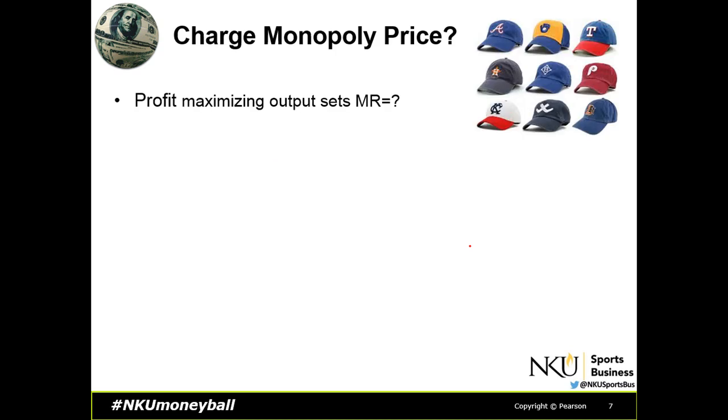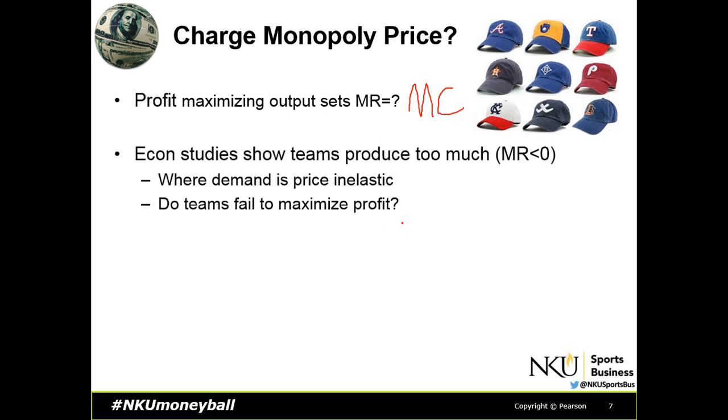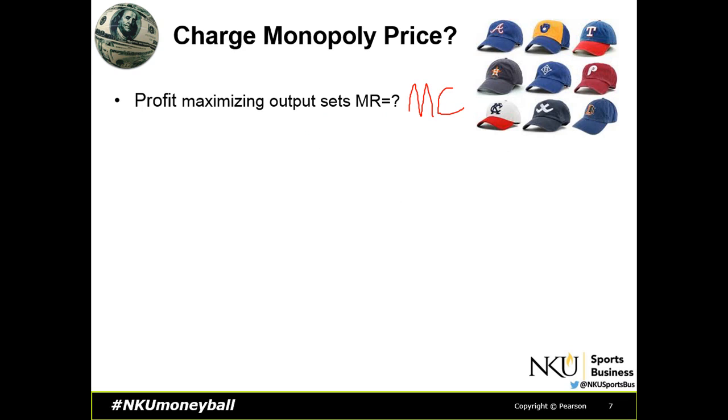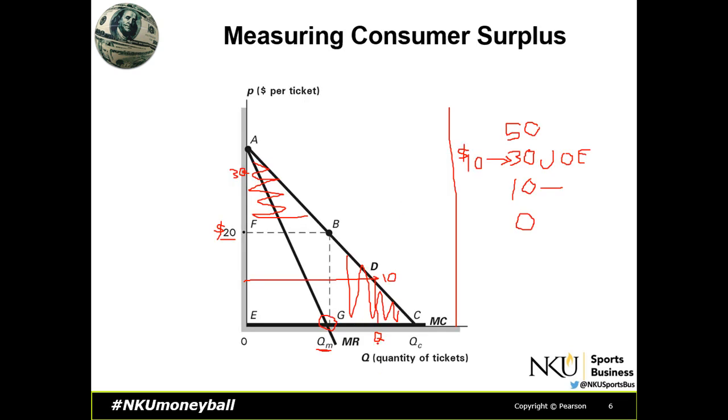All right. So the profit maximizing output sets marginal revenue equal to what? Hopefully I've tattooed this on your brain by now. It's marginal cost. However, lots of sports economists have shown that teams will produce too much quantity, meaning, let's go back to our graph here for a second, they will produce at quantities out here past this point where marginal revenue crosses marginal cost. So marginal revenue is below zero at this point.